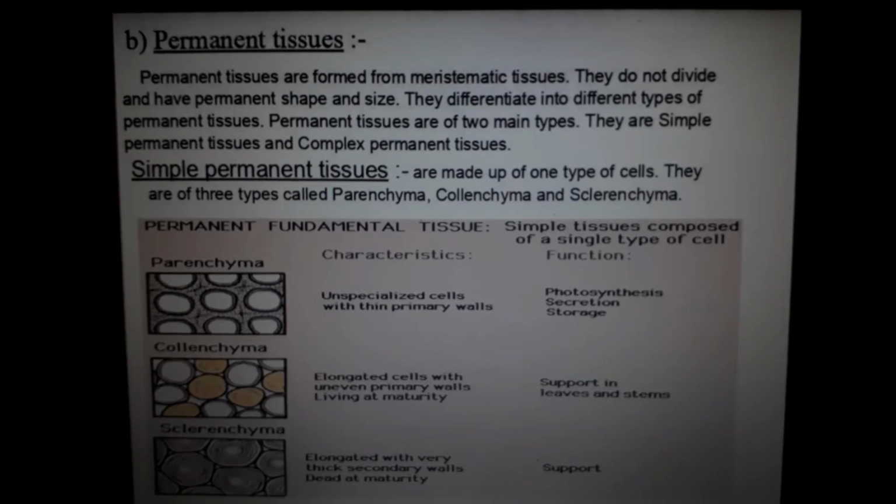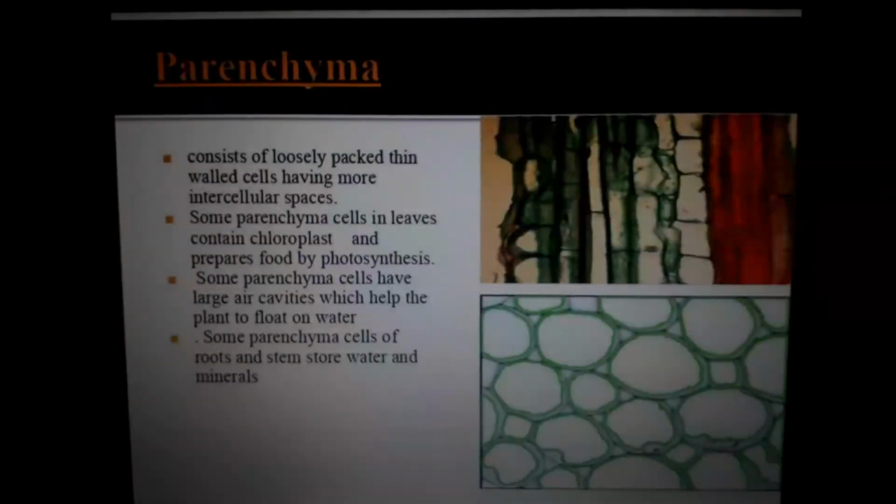And sclerenchyma: elongated with very thick secondary walls, mostly dead cells. Their function is to provide the mechanical strength of the plant. Understand? Mechanical strength of the plant. We can discuss it one by one.